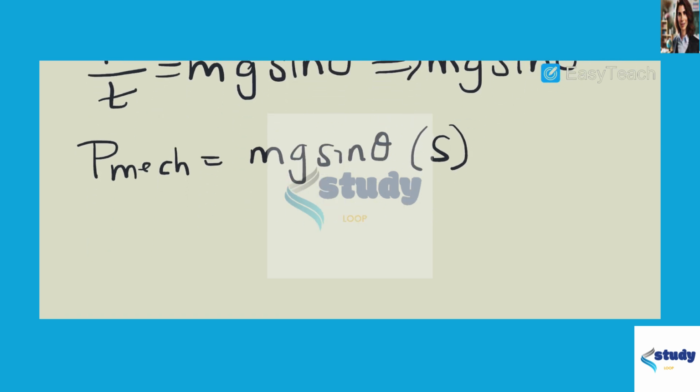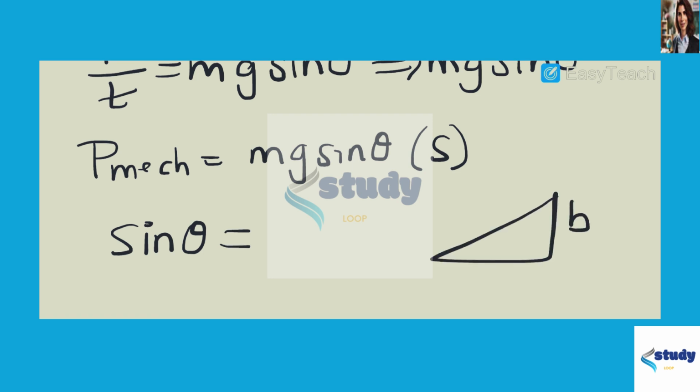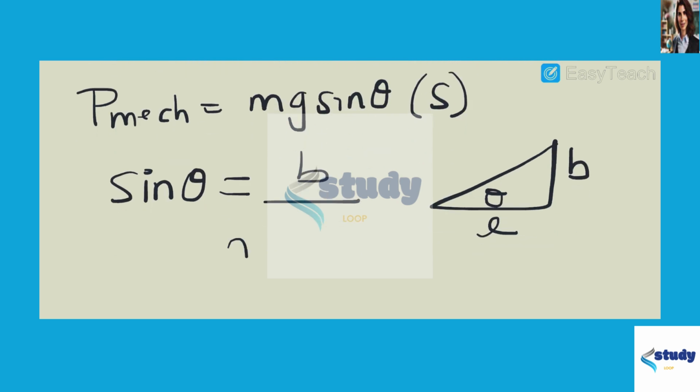What is S and what is sine theta? Because these are not quantities that are given to us. Theta is the angle between the path traveled by the mass and the horizontal. And this is actually a right triangle that I'm going to draw here, and this is L, and this is theta. So sine theta is the same thing as saying opposite over the hypotenuse, so that's going to be B over the square root of B squared plus L squared.